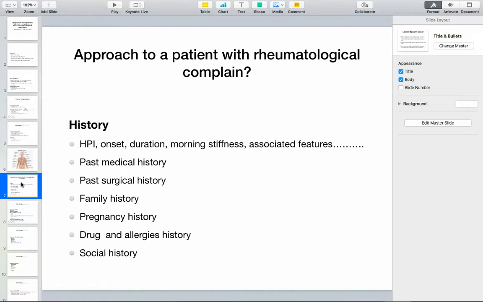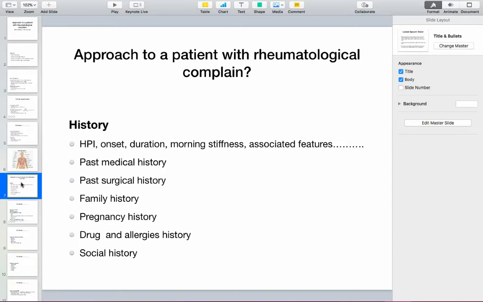Okay, so history. History is the most important part of your training. It's the most important part of my training. It's the most important part that will help you reach a diagnosis in 80 to 90% of the cases. Clinical exam comes next, and then investigation. It increases the pre-test probability of finding a diagnosis.